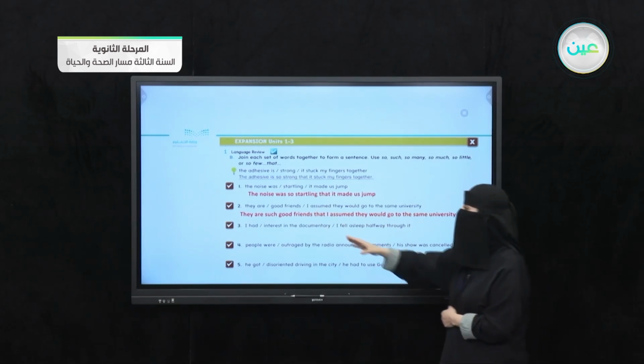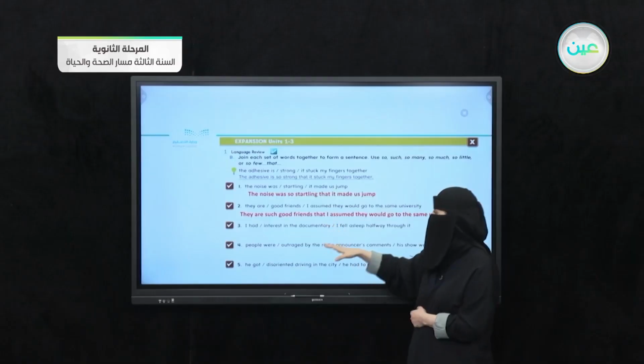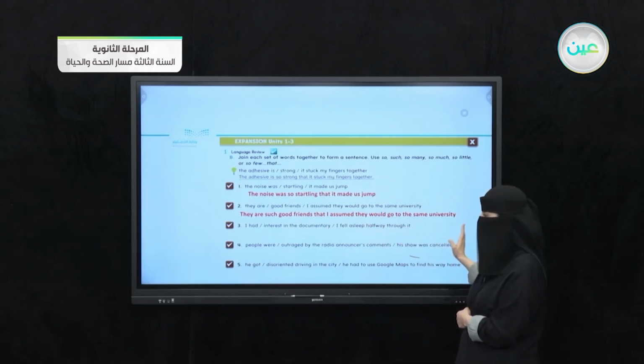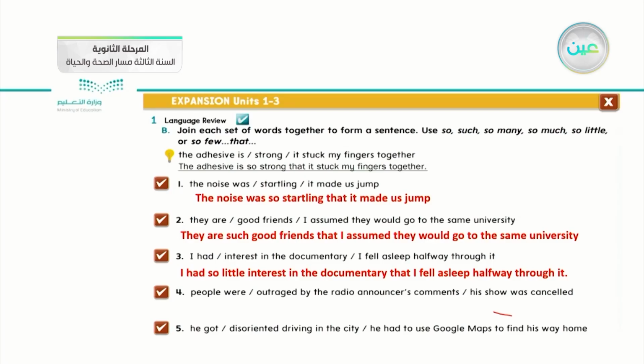The third one: I had little interest in the documentary. I fell asleep halfway through it. Okay, I should divide these and specify where the cause and the effect are. I had little interest in the documentary. I think it's a cause. And because I had little interest in that documentary, I fell asleep halfway through it. How can I apply this expression? I had so little interest in the documentary. So little is the suitable expression here. That I fell asleep halfway through it.